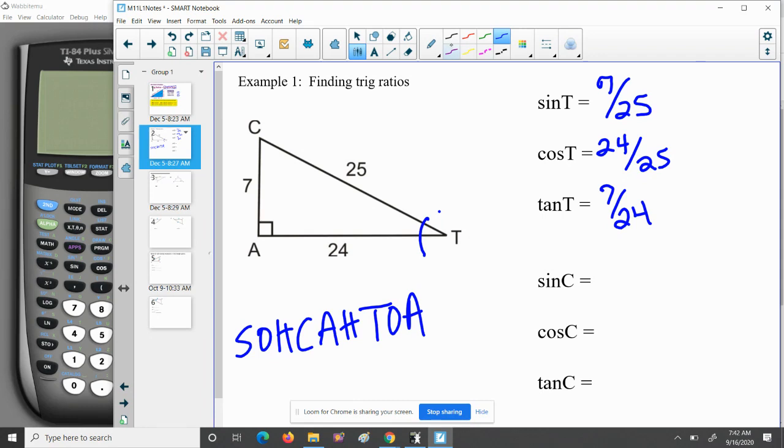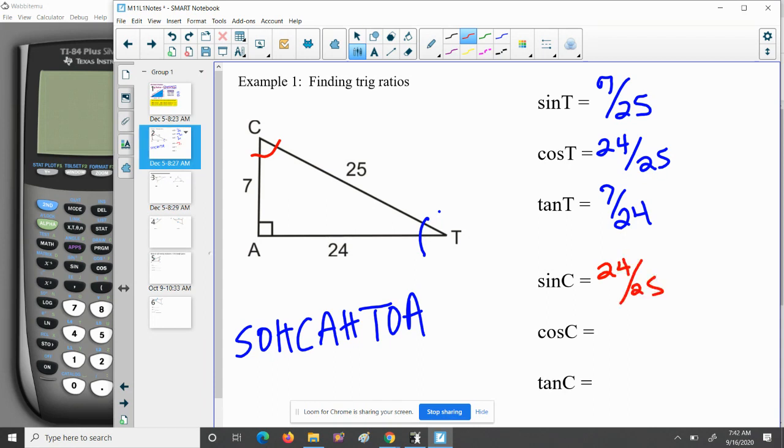Now I'll switch colors for this. Now we want to look at angle C. Remember, we only use these for the acute angles in the right triangle. So now we're looking at angle C. We want the sine of angle C. Opposite over hypotenuse: looking at angle C, the side opposite is 24, and the hypotenuse is still 25. So sine of angle C is 24 over 25.